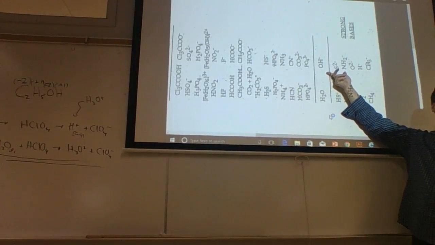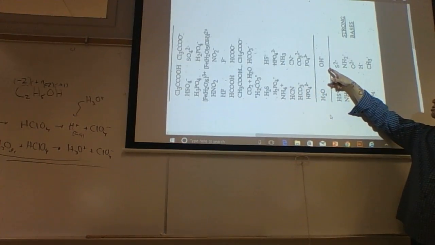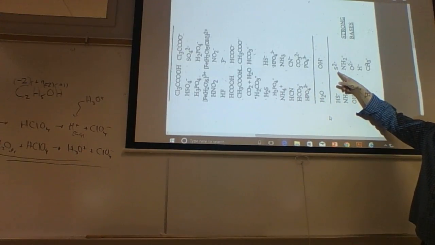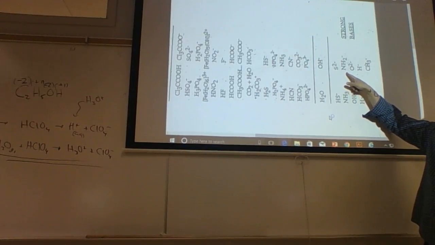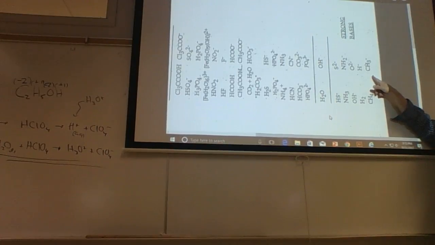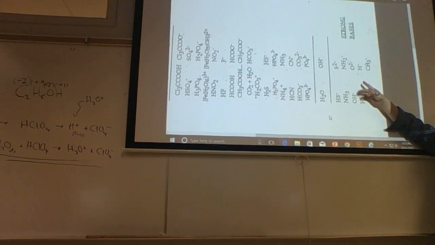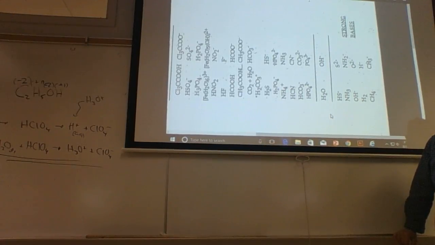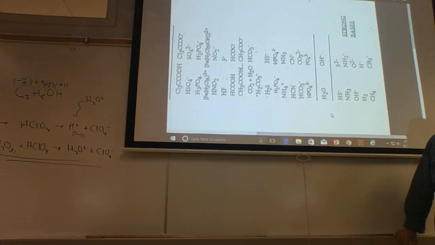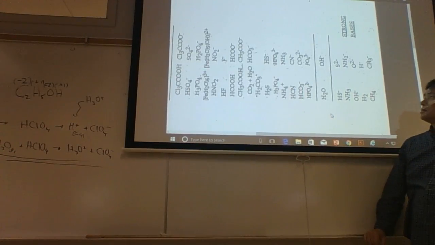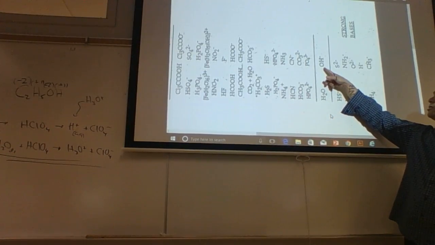strong bases. What are the strong bases? The strong bases are hydroxide, sulfide, amide, oxide, hydride, methide. That's the name of these species here. These bases are too strong to exist in water. The strongest base that can exist in water is hydroxide.